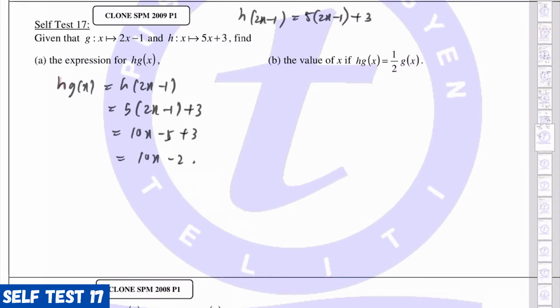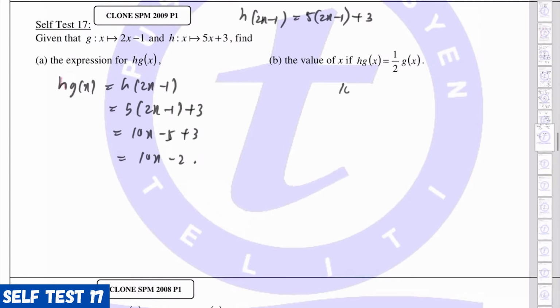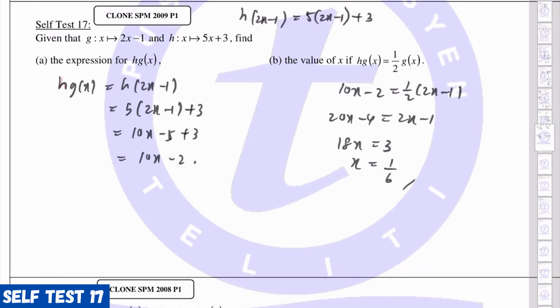Now, we also want to find the value of x, given that hg(x) is now half of g(x). hg(x) is 10x minus 2. My g(x) is 2x minus 1. So when I cross multiply, I get 20x minus 4 equals 2x minus 1. Transfer over, I get 18x. Bring over, I get 3. 3 divided by 18, 1 over 6.